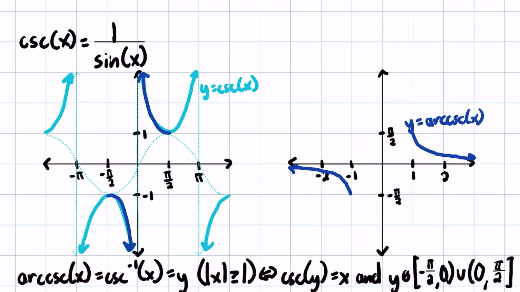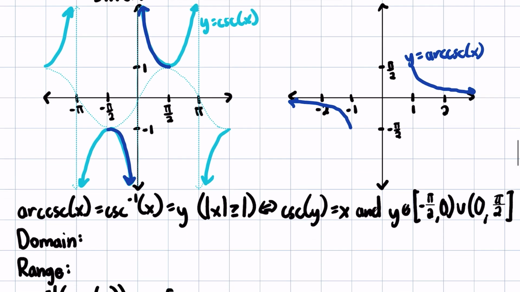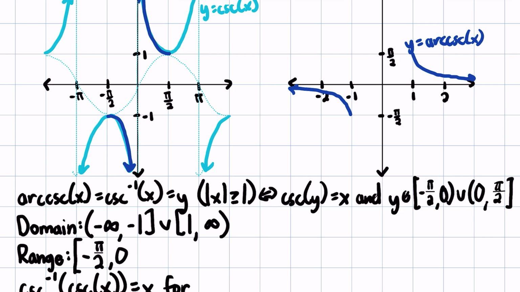All right, now let's move on to some properties. So its domain is going to be from negative infinity to negative 1, and then from 1 to infinity. And then its range is going to be from negative pi over 2, right, this is our restriction, negative pi over 2 to 0, and then from 0 to pi over 2.